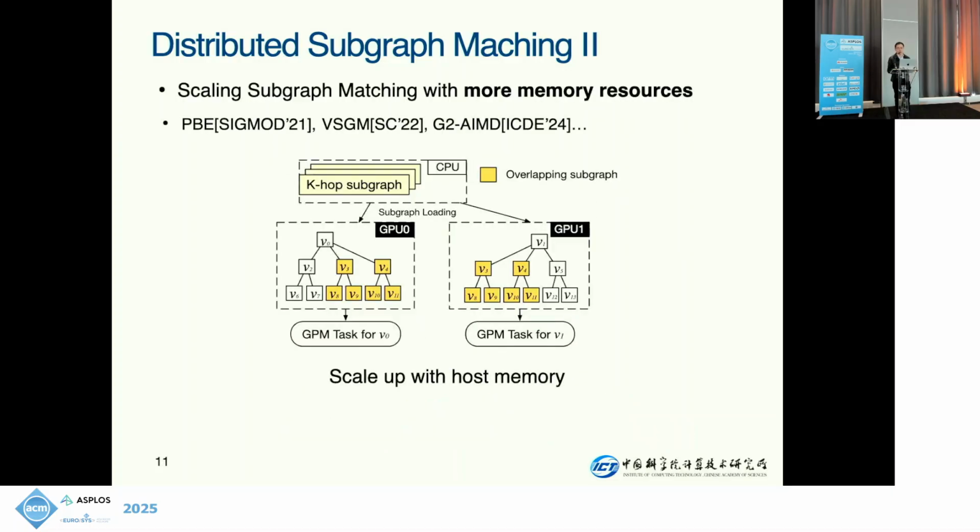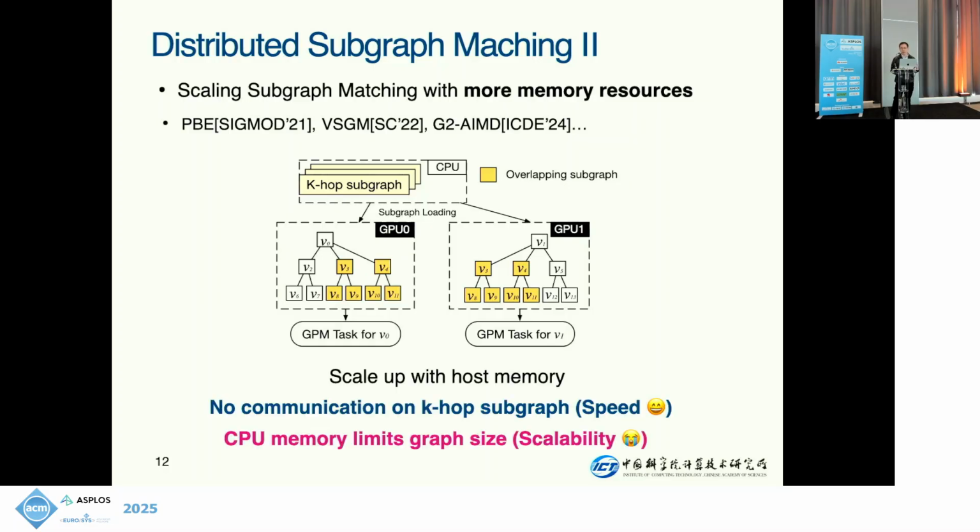Some works try to use the CPU host memory to expand the scale of the data graph. So they build K-hop subgraphs, which maintain the overlapping area and common vertices, in CPU host memory, and then load these subgraphs to different GPUs for subgraph matching. The K-hop subgraph contains the required search state so that all GPUs can process tasks independently, but scalability is still limited by the CPU's host memory. In addition, different K-hop subgraphs share common vertices, showing huge redundancy.